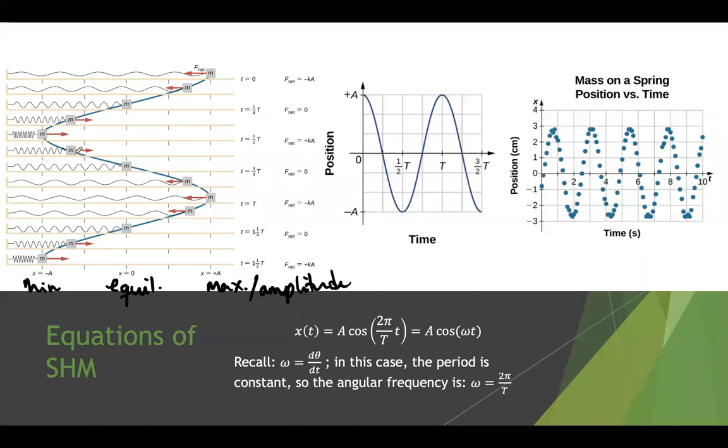And then it continues, and then it switches back and goes back to the equilibrium point, then back to maximum, back to the equilibrium point, and then back to minimum, okay? And so we notice that this is a sinusoidal wave, okay? So with that information, we are able to plot position versus time.